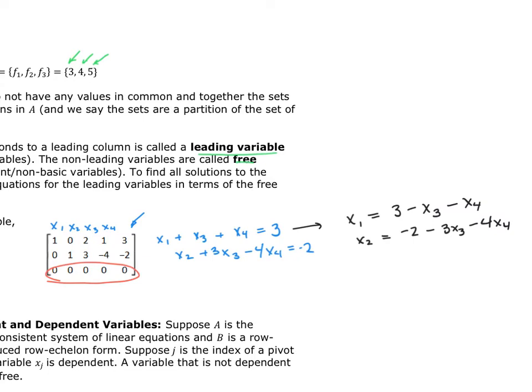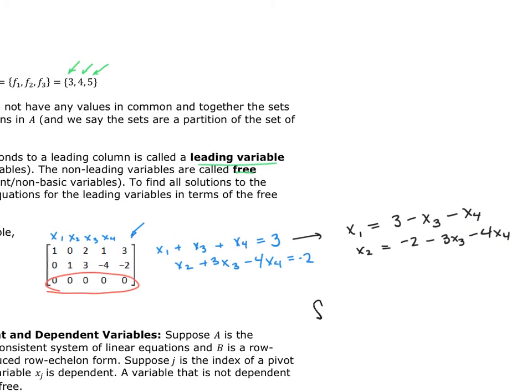What the solution set could be represented as is this. S is equal to, use a big curly bracket, and then you write it as a column vector, where my x sub 1 goes in the first slot, which is 3 minus x sub 3 minus x sub 4.